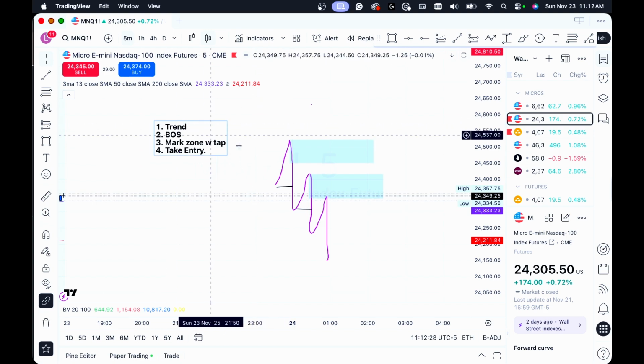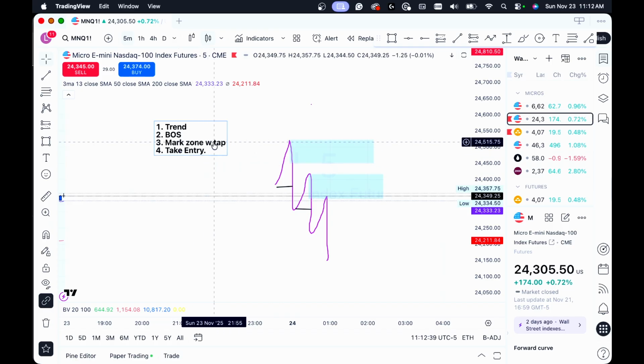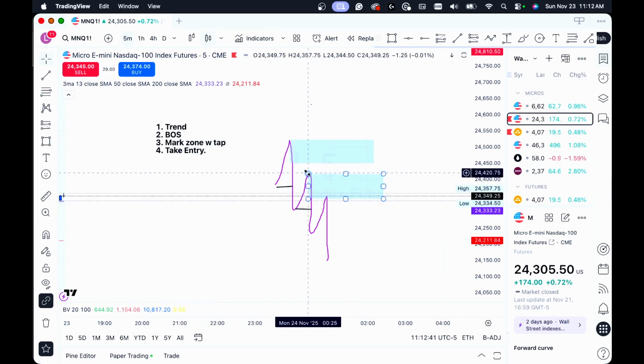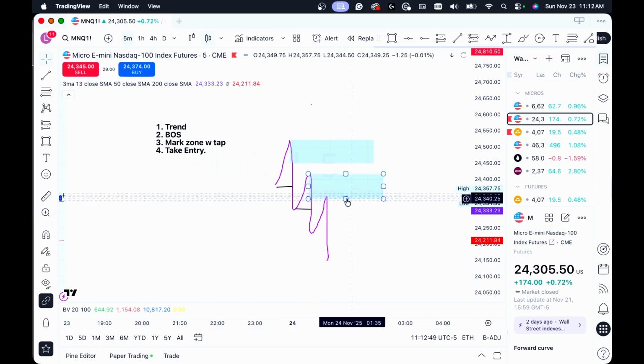Wait for the trend. Supply. Wait for the break of structure. We have the break of structure. Mark the zone and wait for the tap. We marked our zone and we wait for the tap. Price came and tapped. Take your entry. All right, you take your entry.